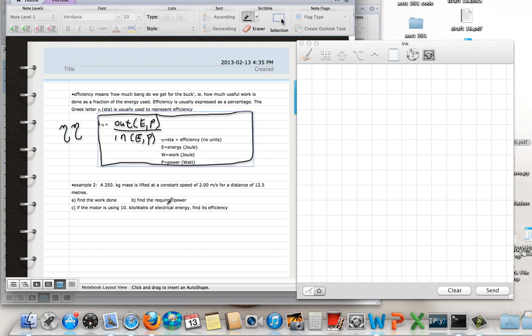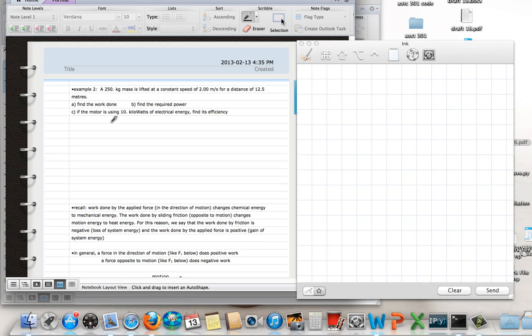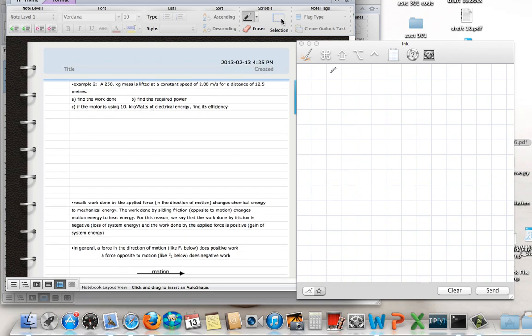Let's try an example. So we have a 250 kilogram mass. We're lifting it at a constant speed up 12.5 meters. Find the work done, power required, and then the efficiency of the motor. We'll do that over here on the ink pad.